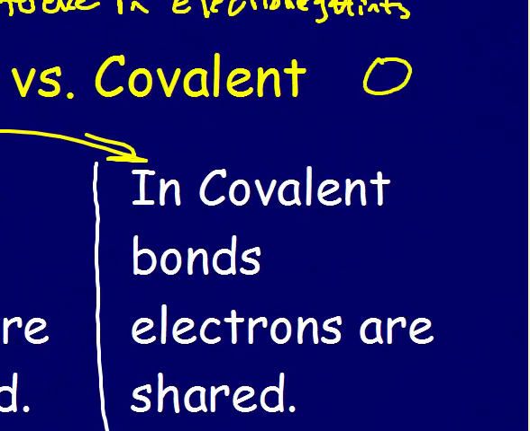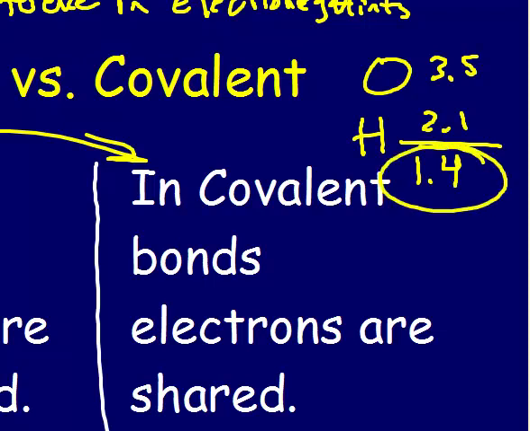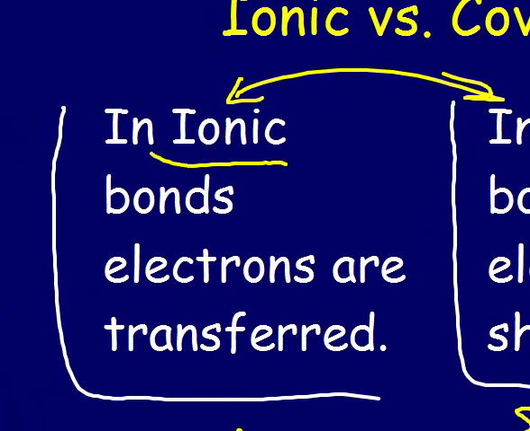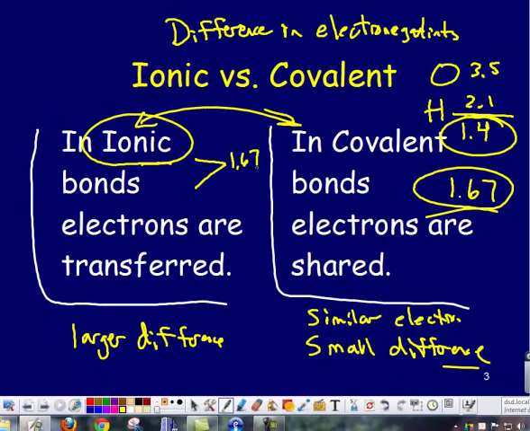The example I gave you was oxygen and hydrogen. We said oxygen is 3.5. We said hydrogen is 2.1. If you take the difference of those, it's a difference in electronegativity of 1.4. So what does that mean? Well, what that means is if we put a cutoff value on this, and the cutoff value depends on the chemistry book, but most often it's about 1.67. If you have a difference in electronegativity of 1.67 or greater, we're going to call that ionic. So that means if you have a bond with a difference less than 1.67, you could call it covalent.